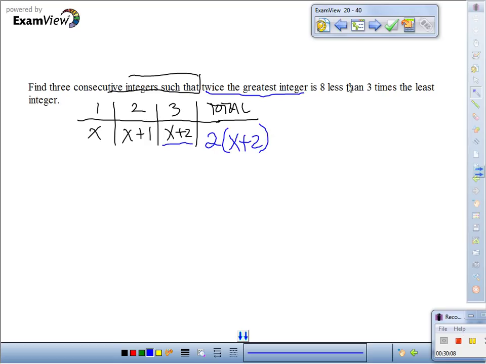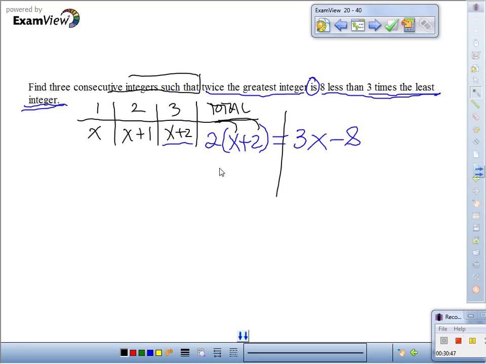The word is equals. Look at the last part. Start with the last part of the last part. Let's see. 8 less than 3 times the least. What is the last part? 3 times the least. Which one of these is the least? X. If it says 3 times, what do we write? 3x. And then what's the first part of that last part? 8 less. So what do we write? Minus 8.